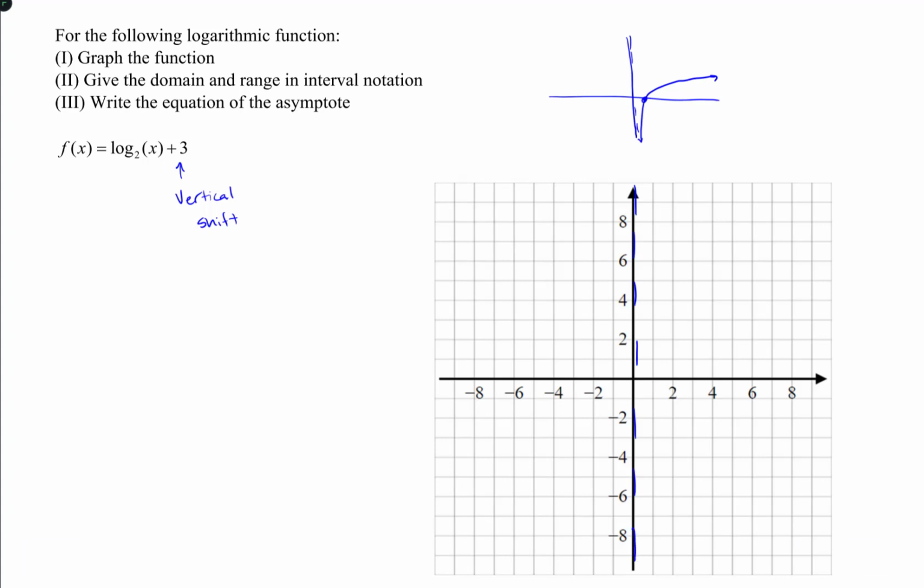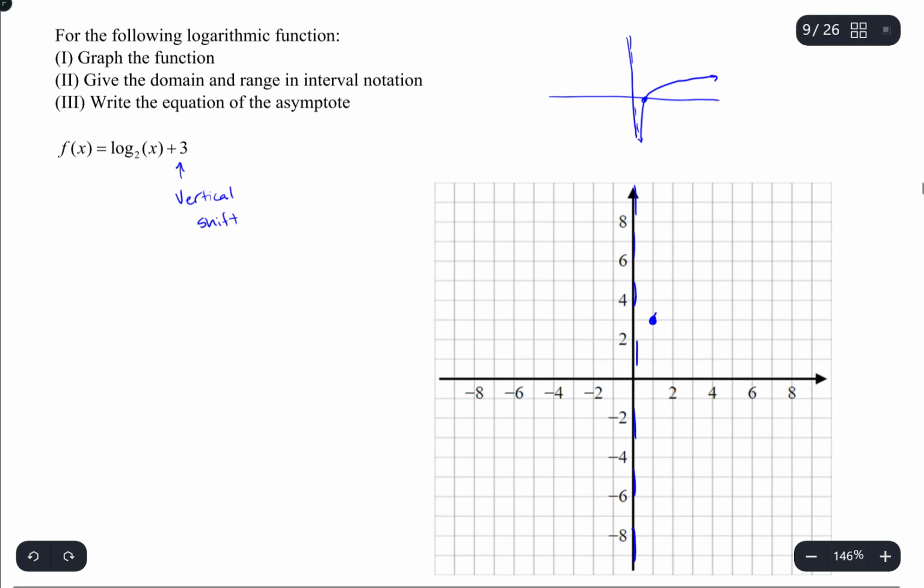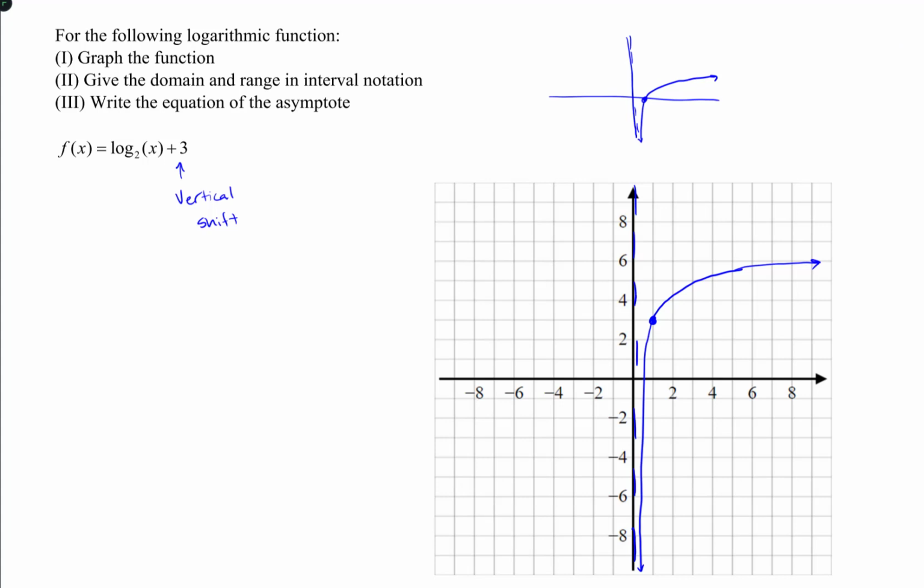Now, the point that is 1 unit in front of the asymptote and lies on the x-axis is going to be moved. Since there is a vertical shift, that's going to go up 3 units. Whatever that number is, that's where the point moves. After the point, the logarithm grows not quite so rapidly, and before the point, it grows very quickly. It descends down to negative infinity very fast.